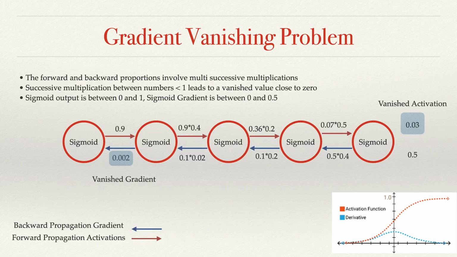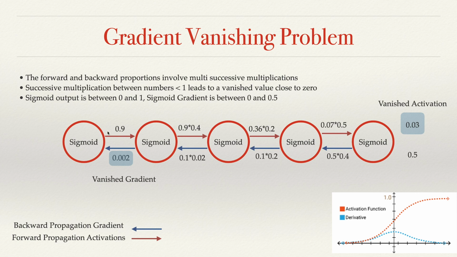So now, gradient vanishing is one of the main challenges of neural networks and deep learning in general, but of sigmoid more specifically. What is the idea of gradient vanishing? Forward and backward propagations involve many successive multiplications. We always have multiplications. We multiply input features with the weights, and then we take the output of a neuron, we multiply it again with another weight, and so on.